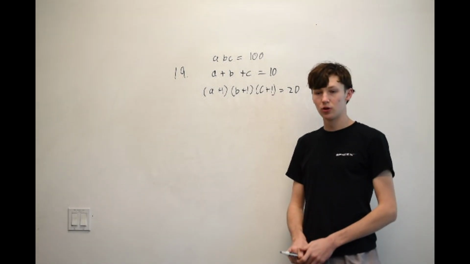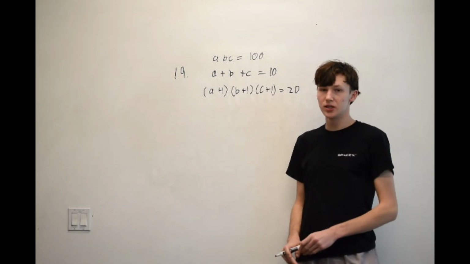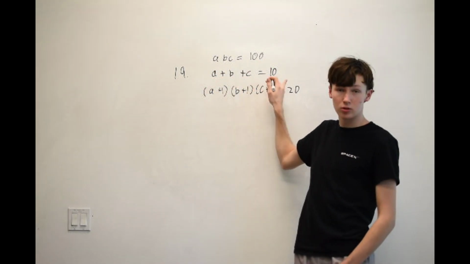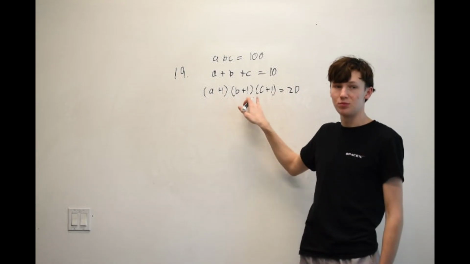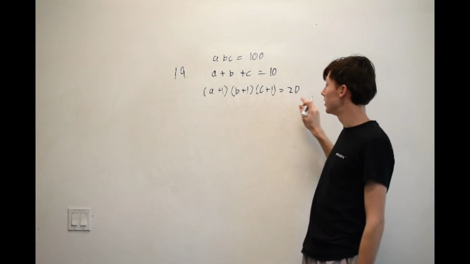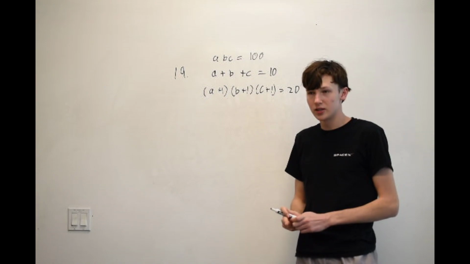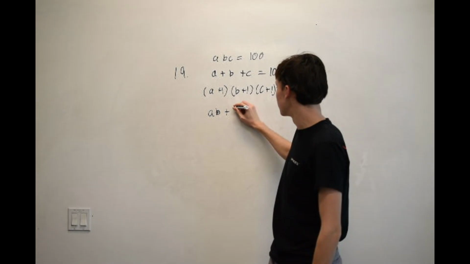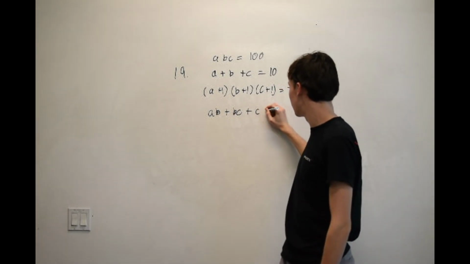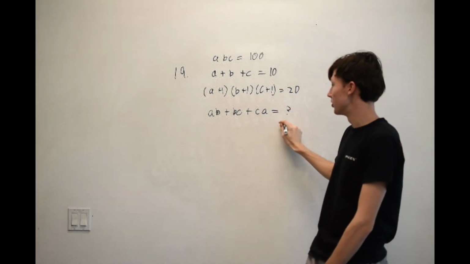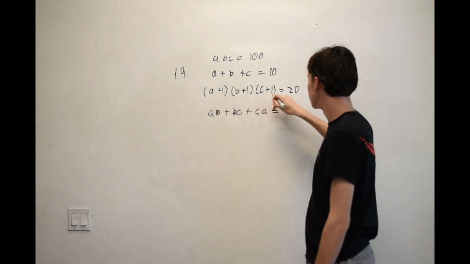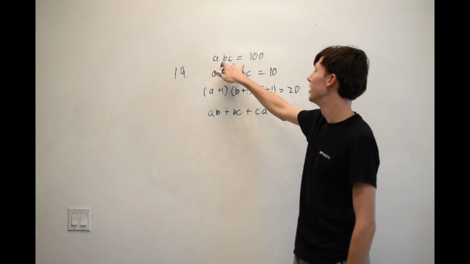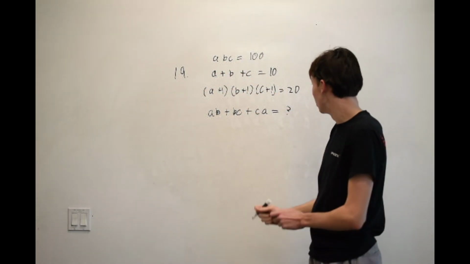All right, awesome. So for problem 19, you're given a system of equations with ABC equals 100, A plus B plus C equals 10, and (A plus 1) times (B plus 1) times (C plus 1) equals 20. You're asked to find what AB plus BC plus CA equals. When I saw this, the first thought I had was, if you multiply this out, what do you get?